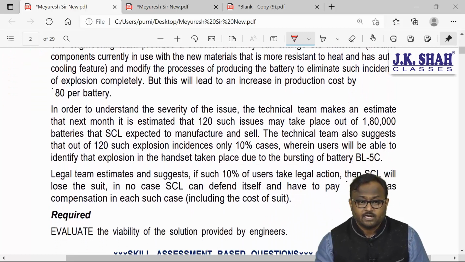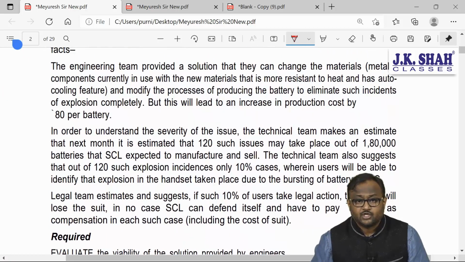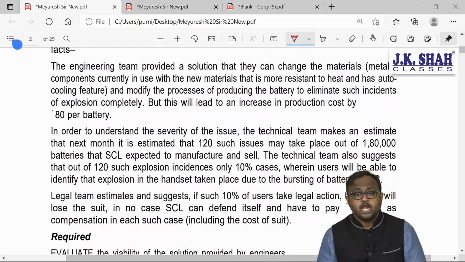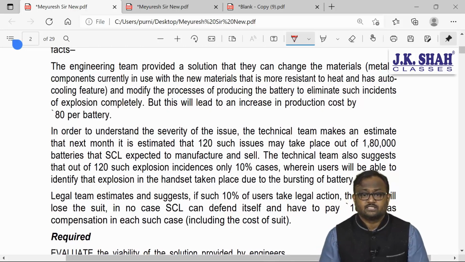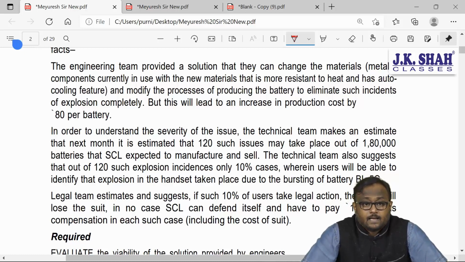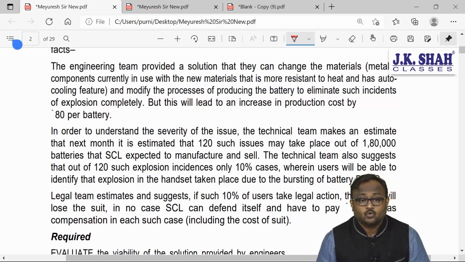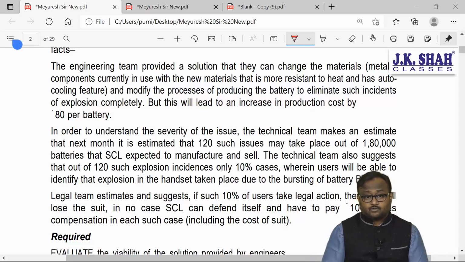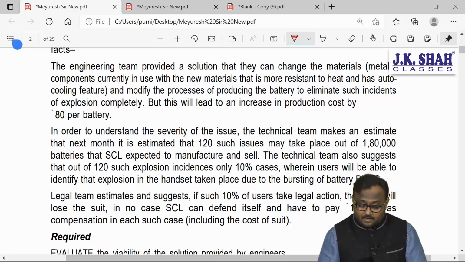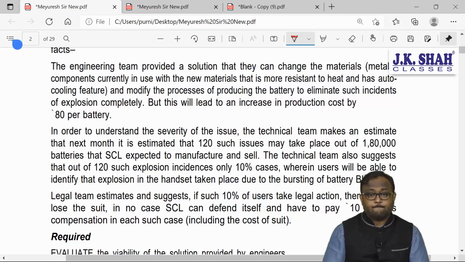The engineering team provided a solution that they can change the materials, like metals and components currently in use, with new materials that are more resistant to heat and have an auto cooling feature. Modify the processes of producing the battery to eliminate such incidents of explosion completely. But this will lead to an increase in the production cost by ₹80 per battery.